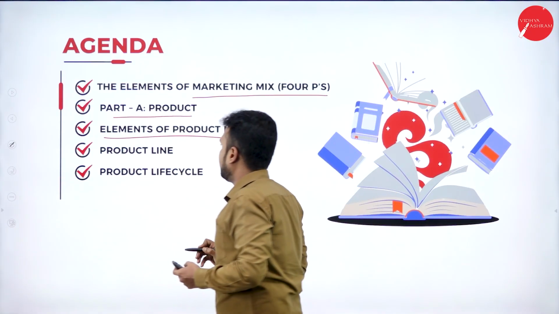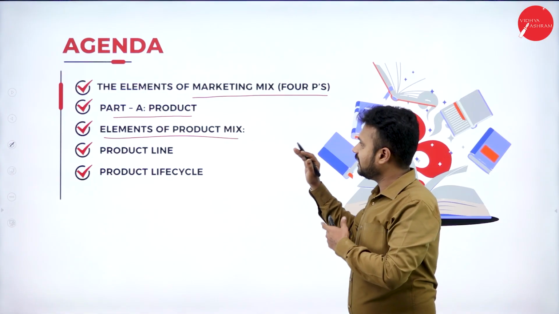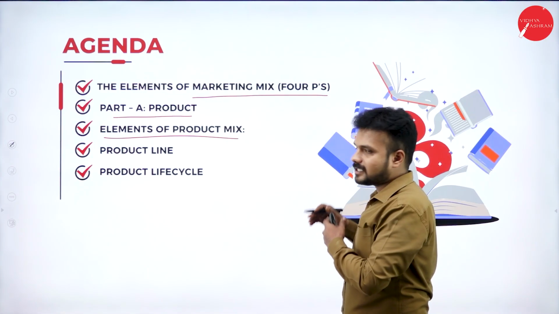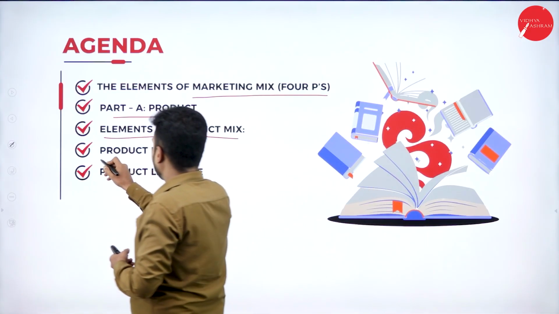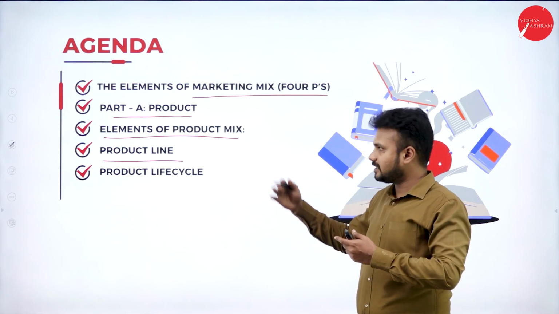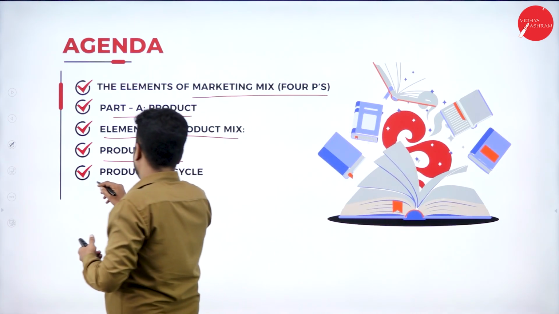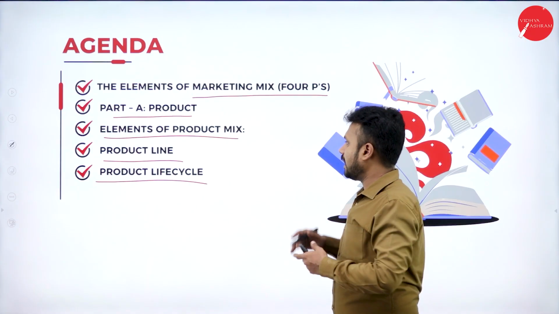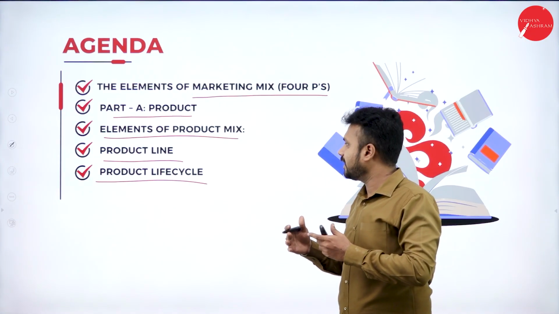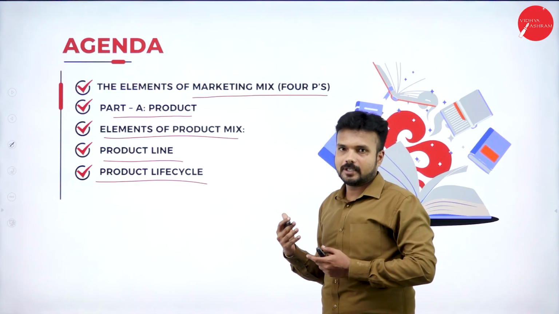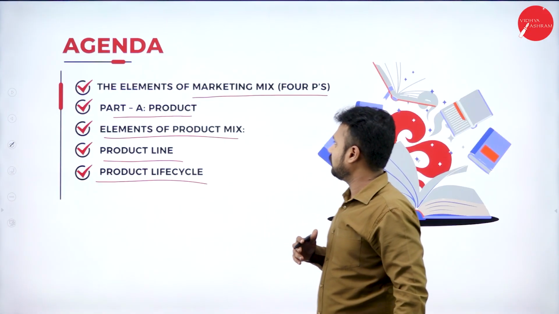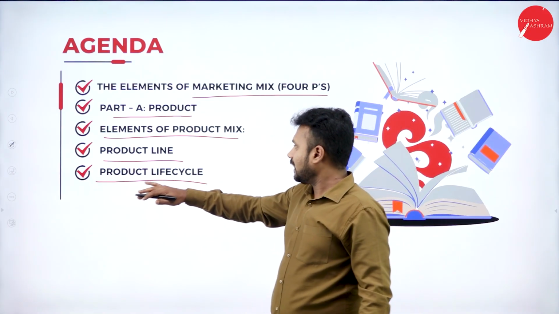Elements of product mix. There are 4 elements, the 4 P's of marketing mix: product, price, place and promotion. Product line is categorized into 4 categories that we are going to learn in today's session. Product life cycle also has 4 stages. If it is a new product for the market, it is going to face 4 kinds of situations or conditions, and that we call the product life cycle.